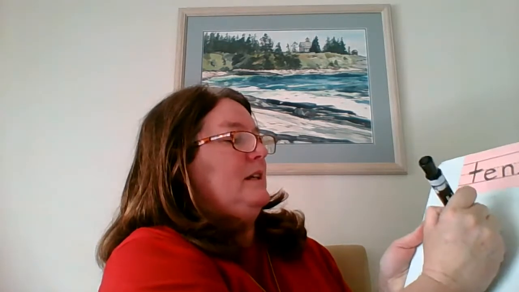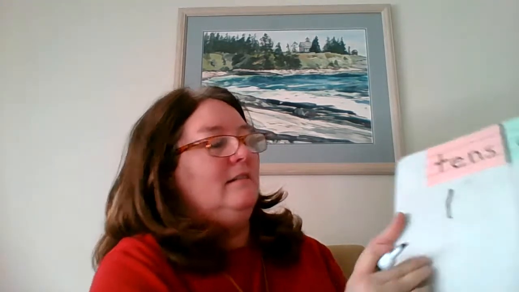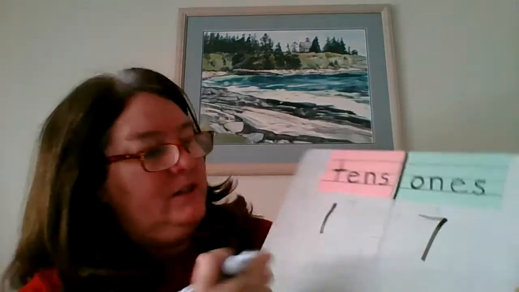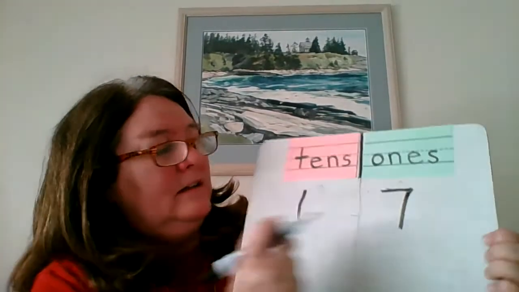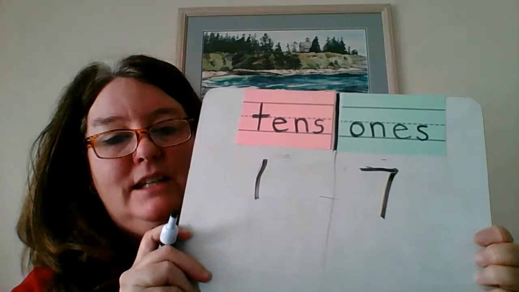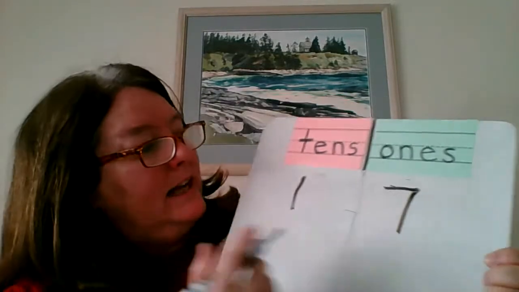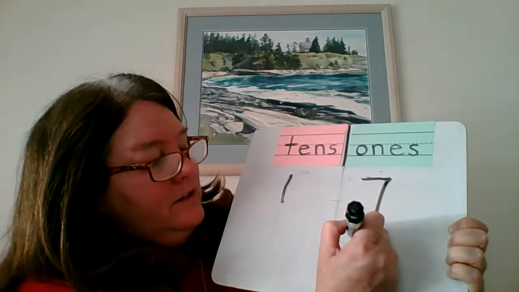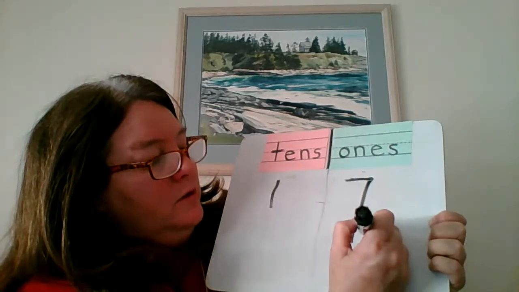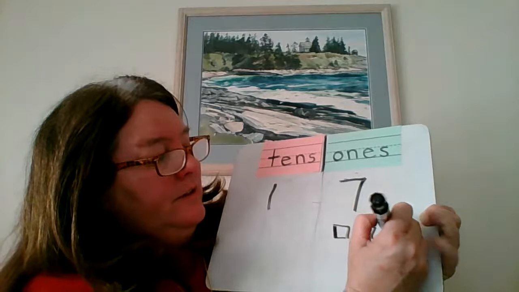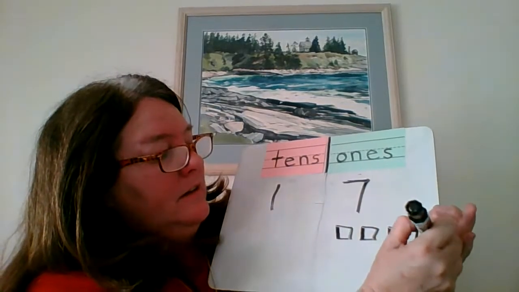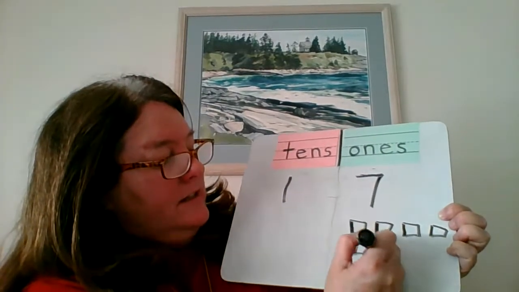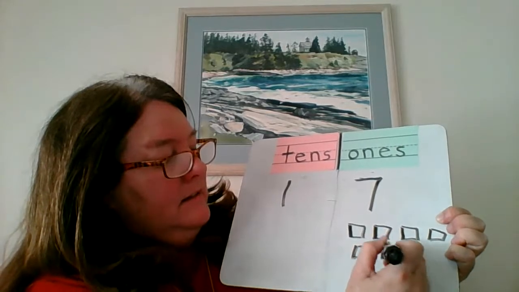All right, this time my number is going to be 17. Everybody draw 17 in your notebook. My number is 17. So I look, how many ones do I have? I have 7. So draw 7 ones cubes, because the 7 is just a 7. It's in the ones place.